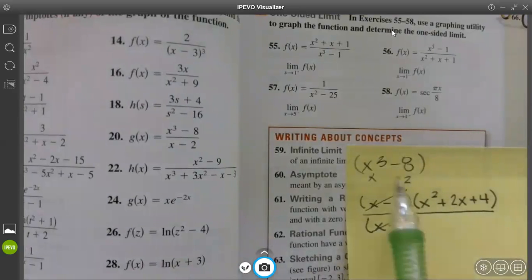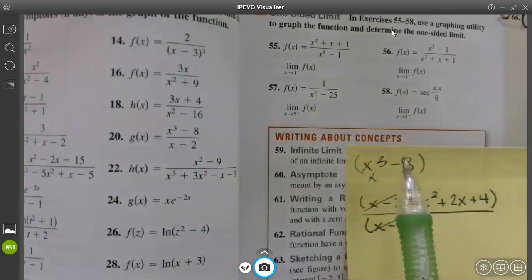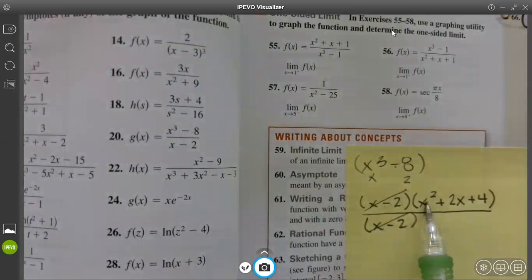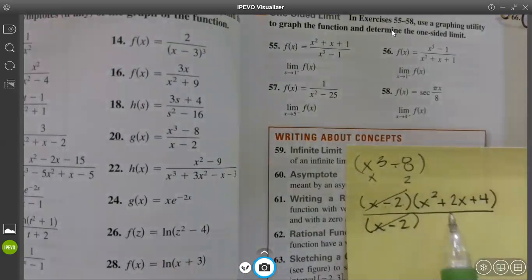So cube root. And then that becomes your first factor, but you use whatever sign it is. So that's a minus. So x minus 2. Square the first. Change the sign. Multiply them together.